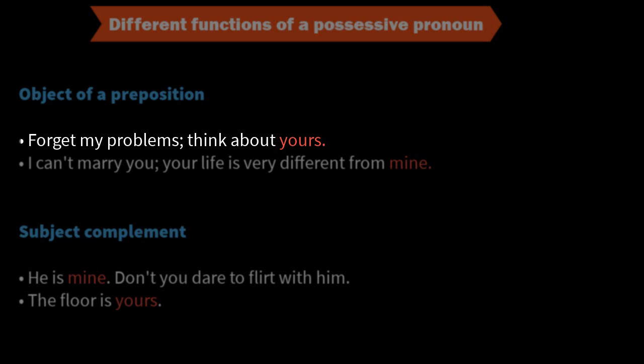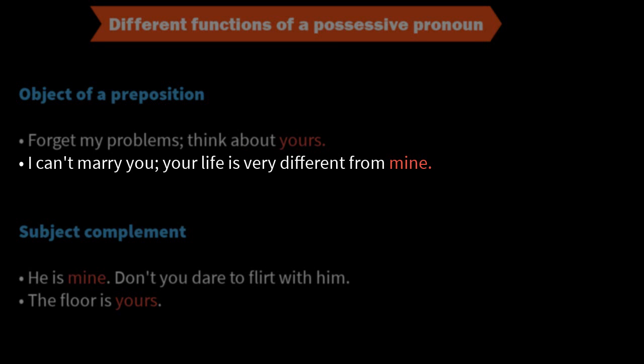Look at the next example. Forget my problems, think about yours. About is a preposition, and after this preposition we have a possessive pronoun. What does it refer to? It refers to the noun problems that you own. Okay, think about yours. Yours what? Problems. In the next example, I can't marry you.